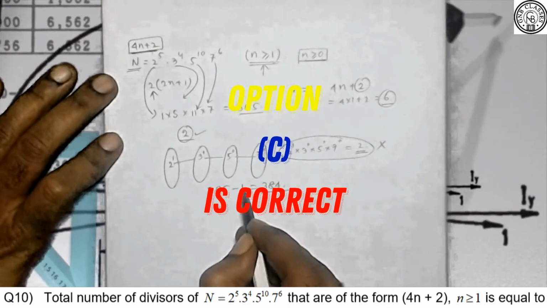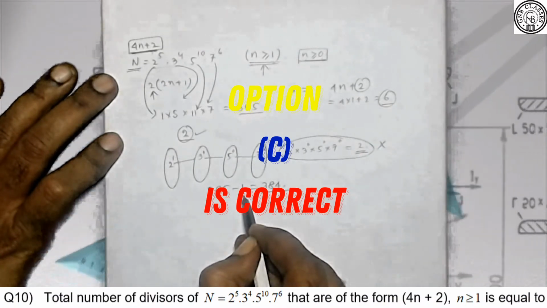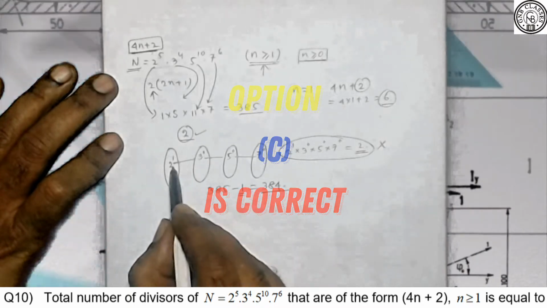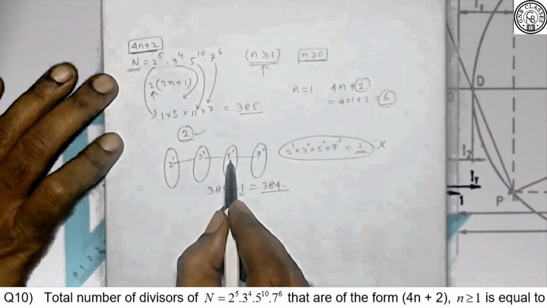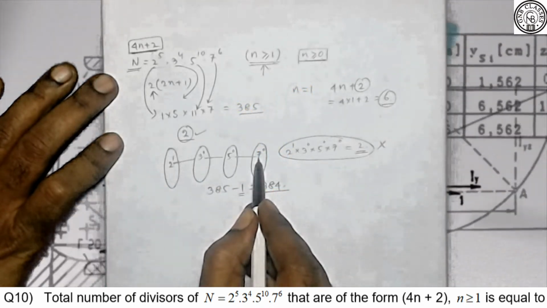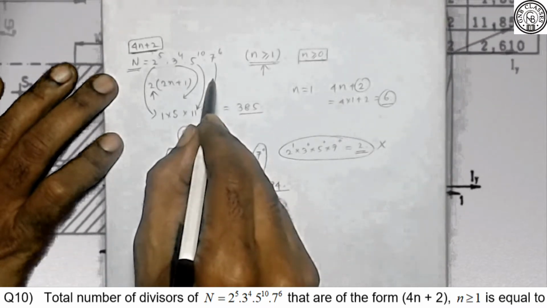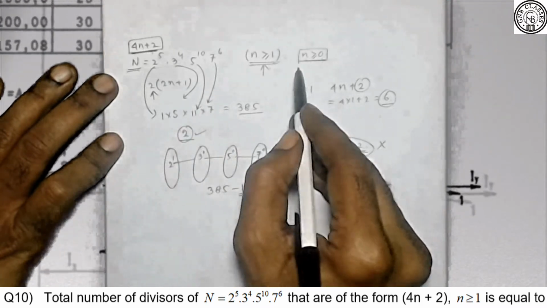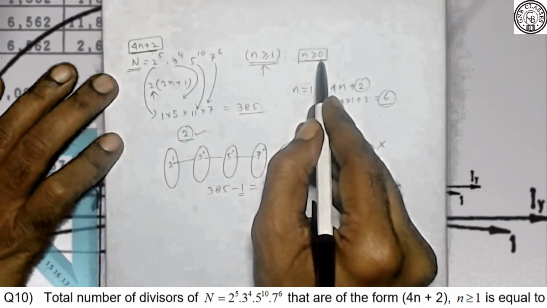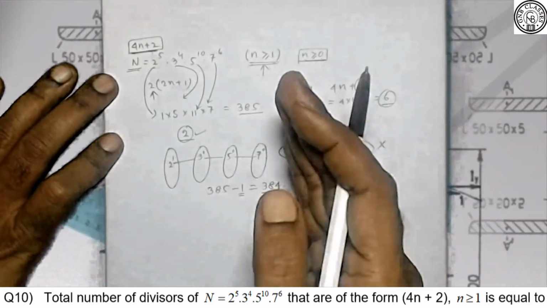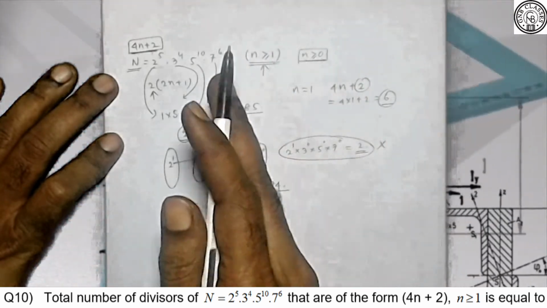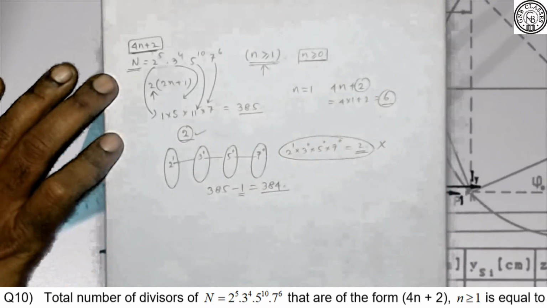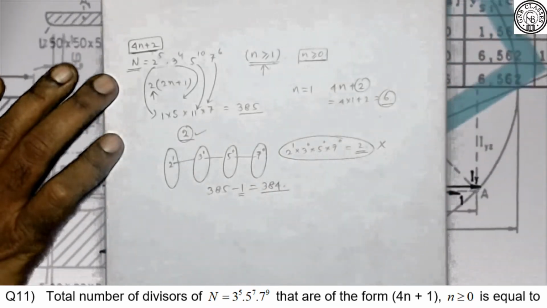Is it clear? Have you understood why I have subtracted this one? Because this term will not come, which is 2 to the power 1 into 3 to the power 0 into 5 to the power 0 into 7 to the power 0, which we have already considered in the previous sum. Because there, your n was starting from 0 onwards. And in this problem, n is starting from 1 onwards. Is it clear? Okay. Now let us move to question number 11.